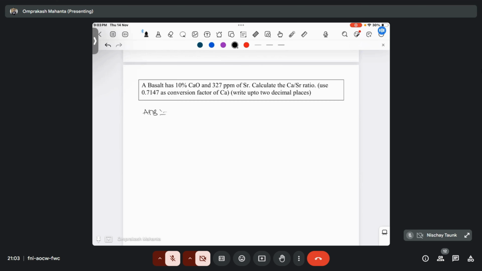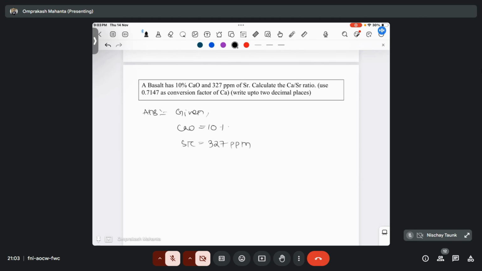A basalt contains 10% of CaO, CaO is given as 10%, and 327 ppm of Sr. Sr is given as 327 ppm. Calculate the Ca by Sr ratio. Okay, so here Sr is given, but Ca is not given. So we need to calculate the Ca.